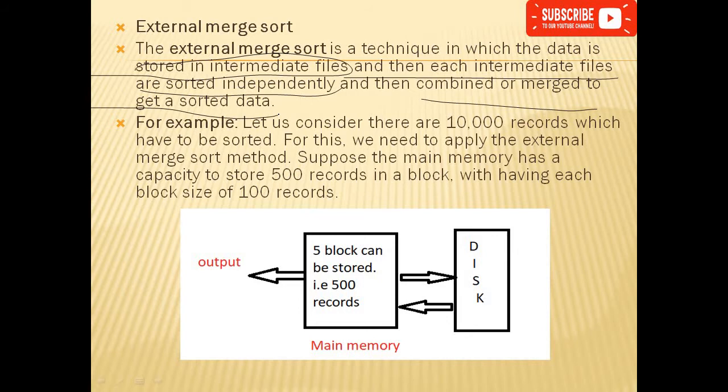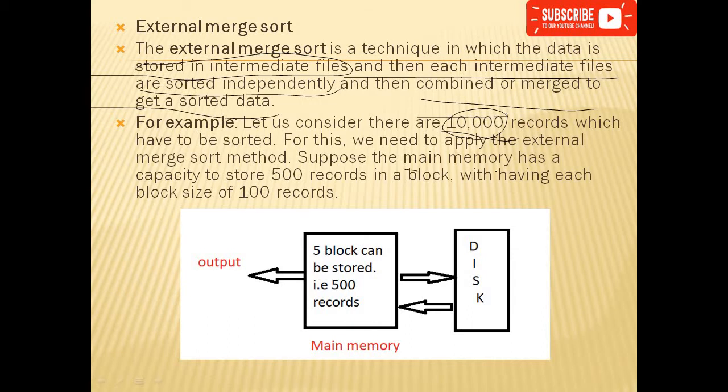For example, consider that we have 10,000 records which have to be sorted. For this we are going to apply merge sort, and we don't have sufficient memory to store these 10,000 records. So we don't have primary memory to store these 10,000 records. Means we don't have sufficient RAM to store these records. Then we go with external sorting. So external sorting will be applied like this.